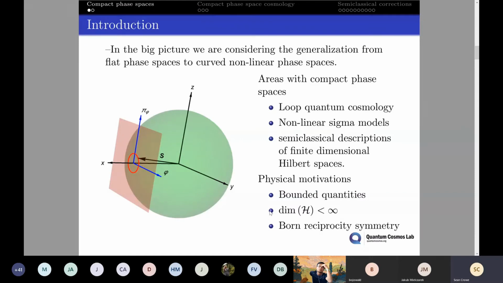We're also motivated by Born reciprocity symmetry. This is just a kinematical symmetry between position and momentum. In an ordinary system, one can swap position and momentum at the kinematical level by a canonical transformation without changing the kinematics. This is a symmetry that's kind of broken at the dynamical level in a lot of systems. But by implementing this curved phase space, we can restore this in certain situations. So that's a motivating factor.